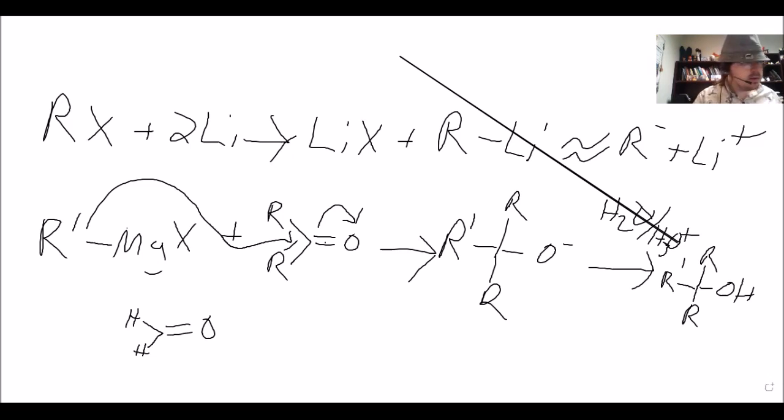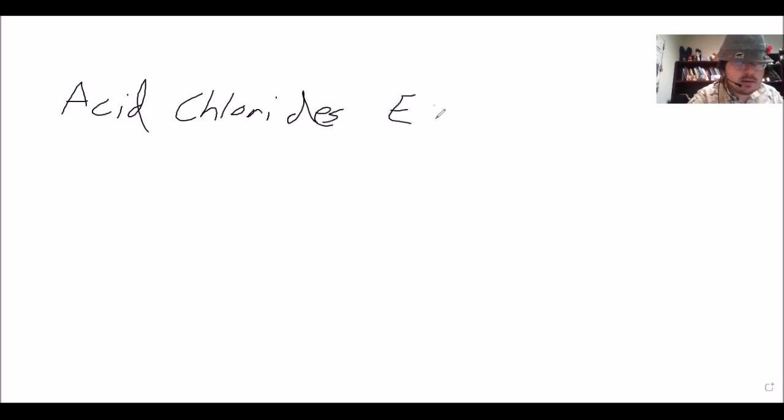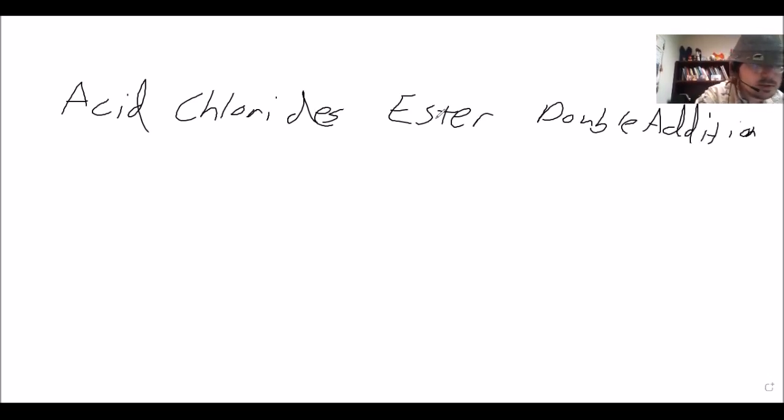Now, continuing this line, we could also add twice in certain cases when we have good leaving groups. A hydride is not a good leaving group, but when we have acid chlorides and esters, the alkoxide and the halide are good leaving groups, and so we'll see a double addition. How does that happen? So let's look at the acid halide.